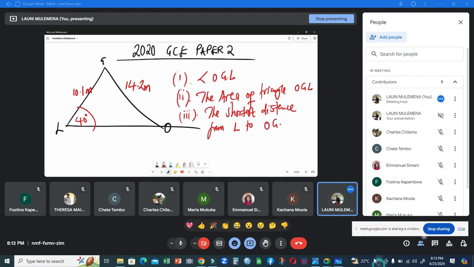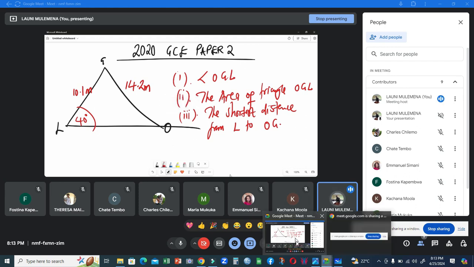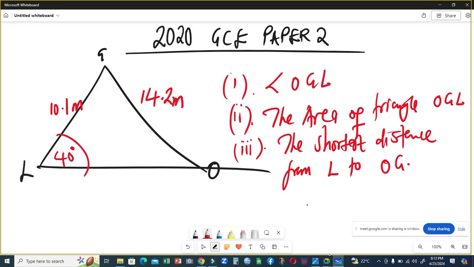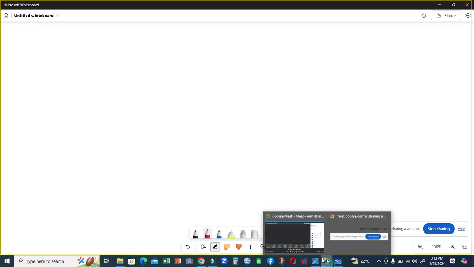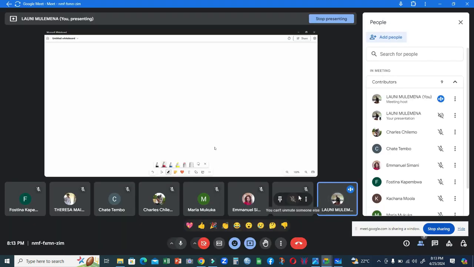Very simple. I don't think there's a reason why we need to fail this topic called trigonometry, because we know that even in this year's GCE exam, it is either a sine rule or a cosine rule. Let me come here first so I can explain a bit, because I'll go a little bit broad in my explanation so that we can cement our understanding with respect to the videos that I shared with you.